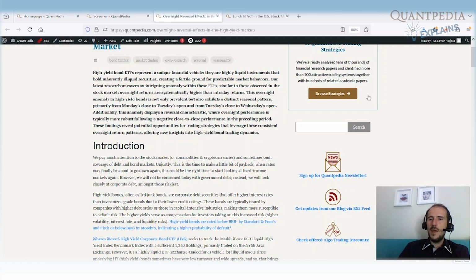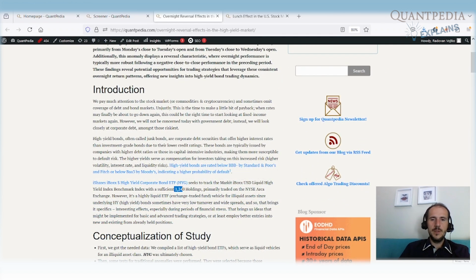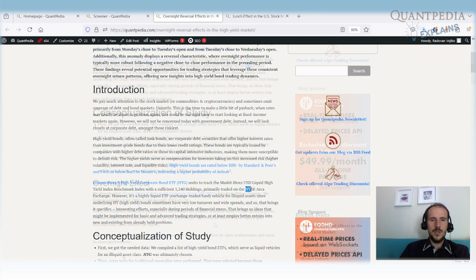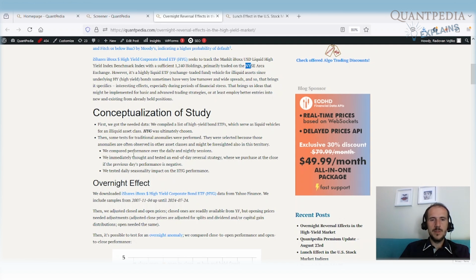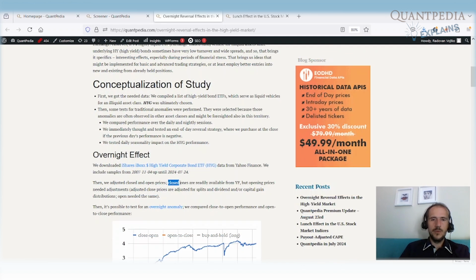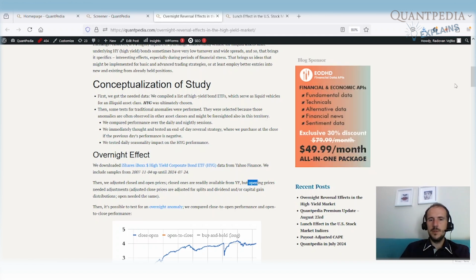So we will use the high yield ETF called HYG, which is the Markit iBoxx US High Yield Index Benchmark ETF. It has more than 1,000 holdings and it's traded on the US stock exchange. We downloaded those data. We had to do some calculation of the prices because we can get adjusted prices from finance.yahoo.com. For this ETF, we have adjusted prices for closes, but we need to adjust also the opening prices to study overnight anomalies or intraday anomalies. So we did some recalculation.